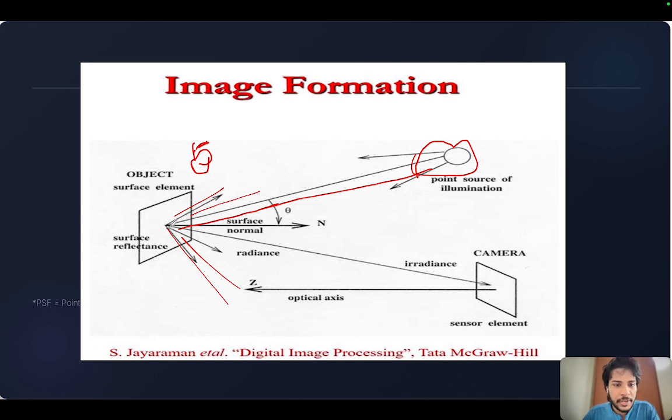The perpendicular direction is an imaginary perpendicular line. We will call it the surface normal, and the angle between the surface normal and the deflected light we will take as theta. The radiance defines the intensity of the light after the deflection. Then the deflected light rays will move towards the sensor. Sensor we can take as a camera or human eye.